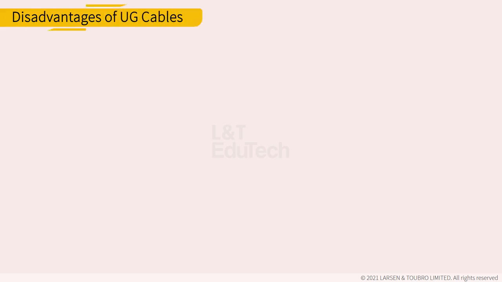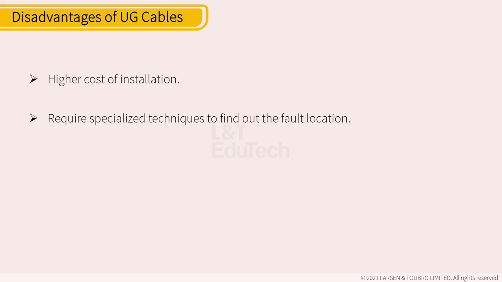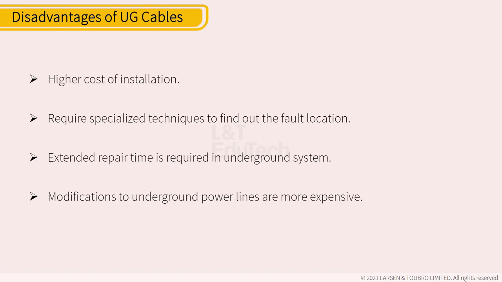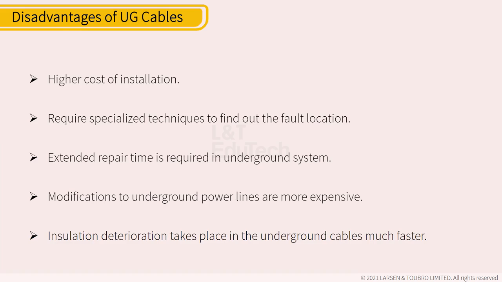The disadvantages of UG cables are as follows. Higher cost of installation, require specialized techniques to find out the fault location, extended repair time is required in underground system, modification to underground power lines are more expensive, insulation deterioration takes place in the underground cables much faster.